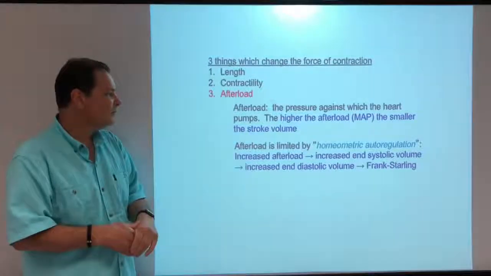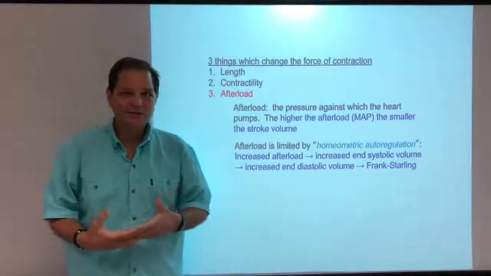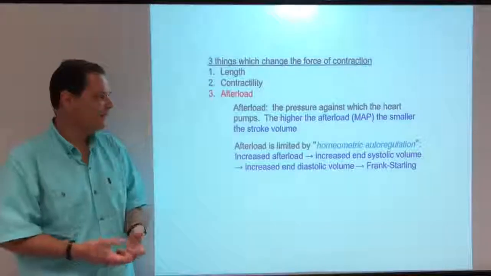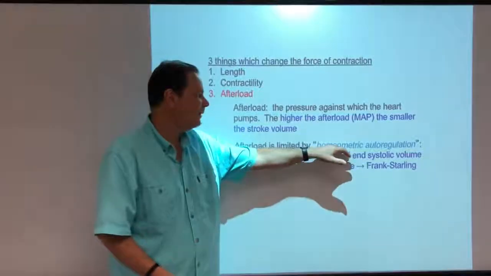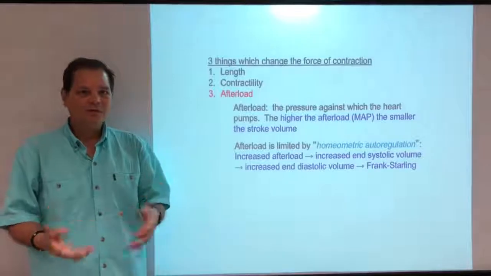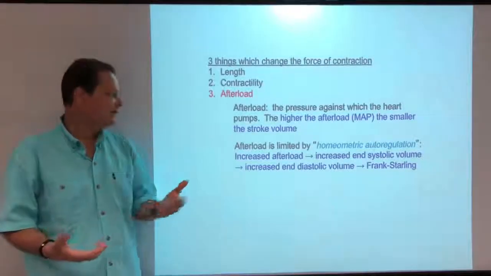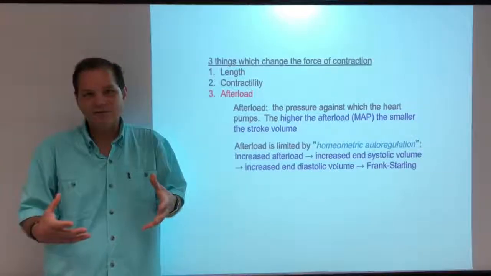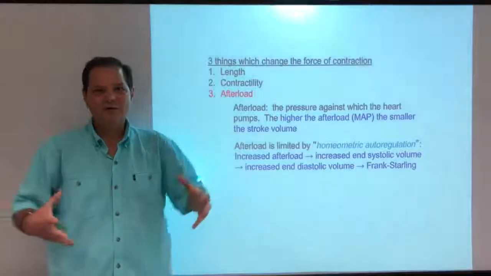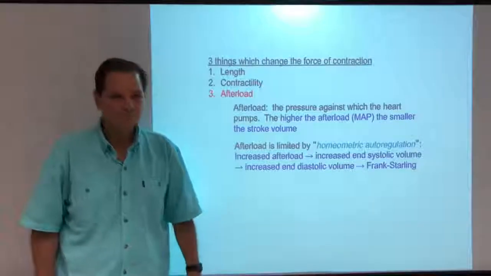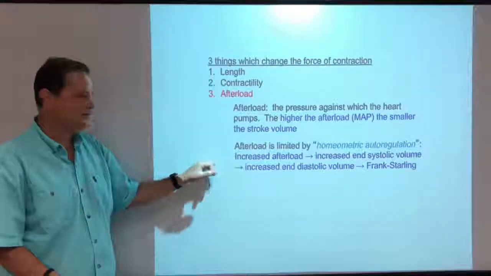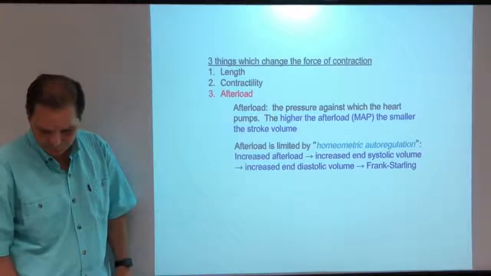So afterload always has, in a normal human being, a qualitative effect on stroke volume, but because of this homeometric autoregulation, the effect is relatively minor because every time I increase the afterload, I increase the stretch on the muscle by increasing the end diastolic volume, and the stroke volume comes back up. All right? So don't get me wrong, there's an effect. It's just not very big. Okay?